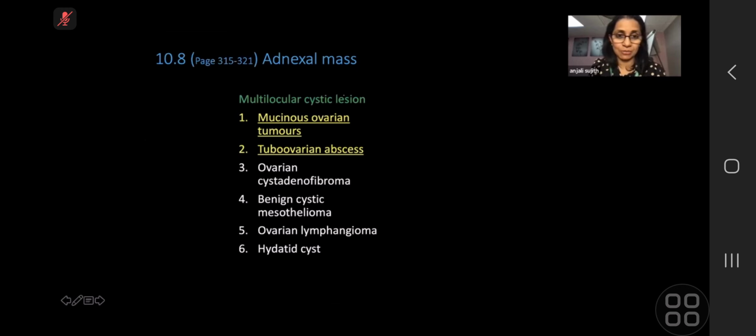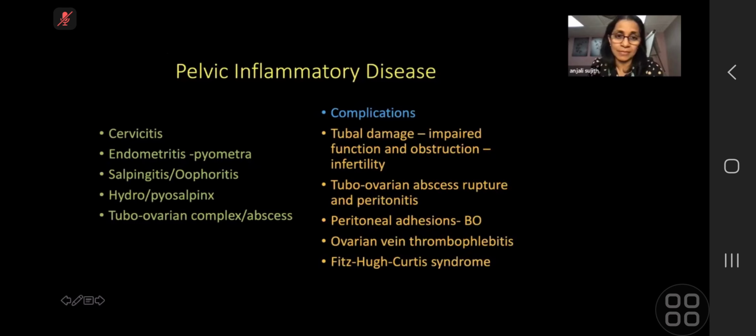Chapman gives differentials for multilocular cystic lesion. These are the differentials. The history, the intensity of enhancement, and fat stranding and fluid would point to a diagnosis of tubo-ovarian abscess. So that takes us to pelvic inflammatory disease.